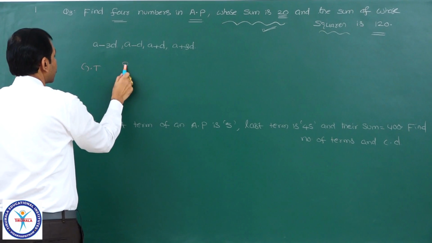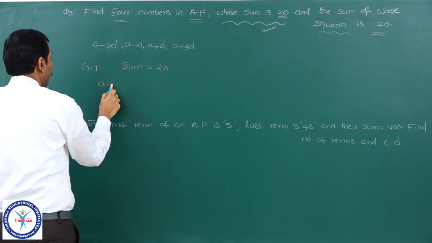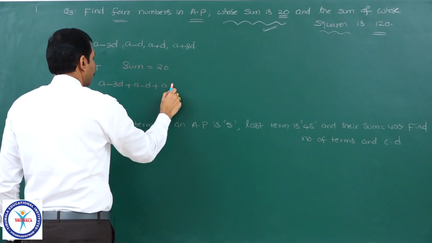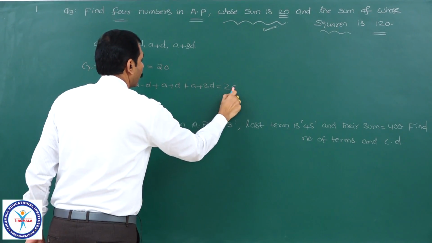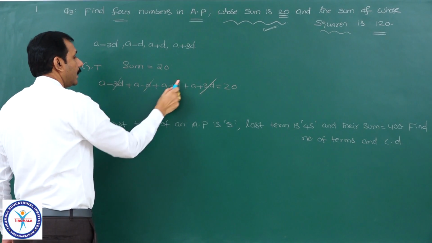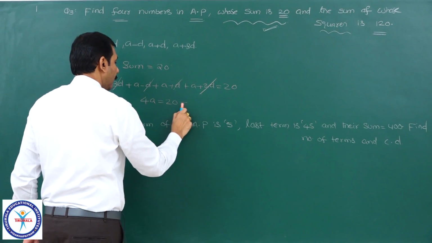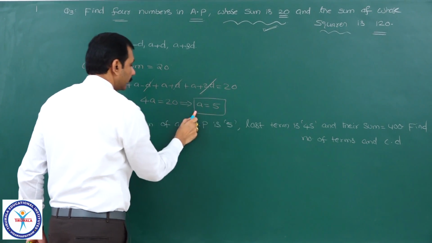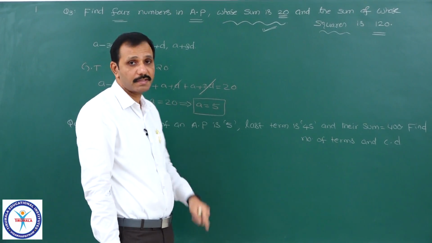Given that the sum is equal to 20. That is, (a − 3d) + (a − d) + (a + d) + (a + 3d) = 20. Here the d terms get cancelled directly. 4a = 20, which implies a = 5. See here, it is the advantage of choosing the terms in this way.